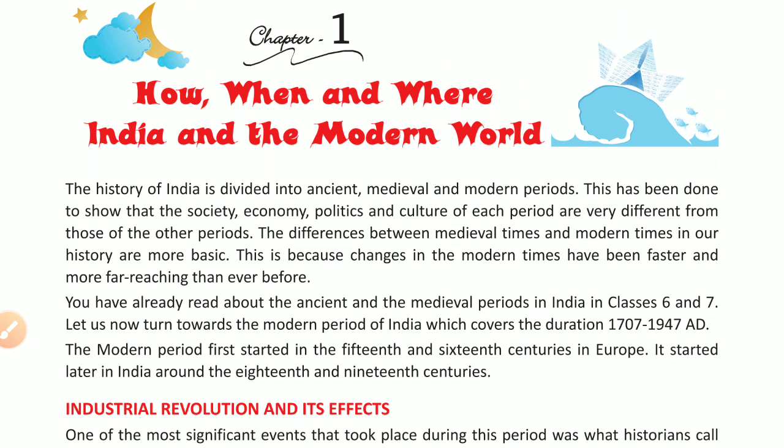Okay. The history of India is divided into ancient, medieval, and modern periods. This has been done to show that the society, economy, politics, and culture of each period are very different from those of the other periods. The differences between medieval times and modern times in our history are more basic. This is because changes in the modern times have been faster and more far reaching than ever before.